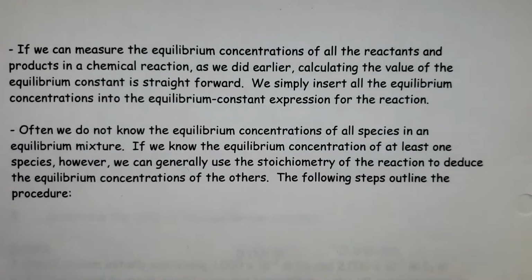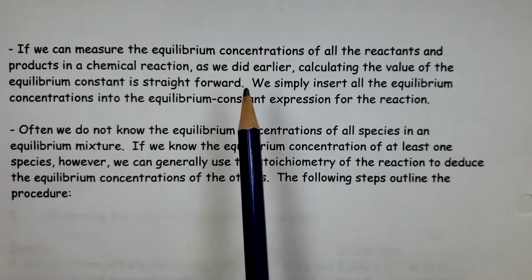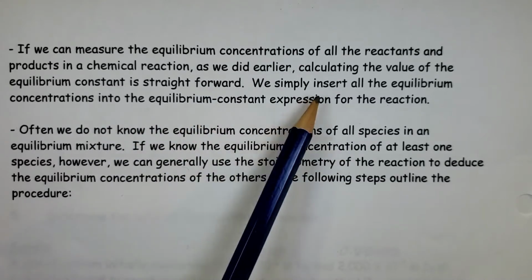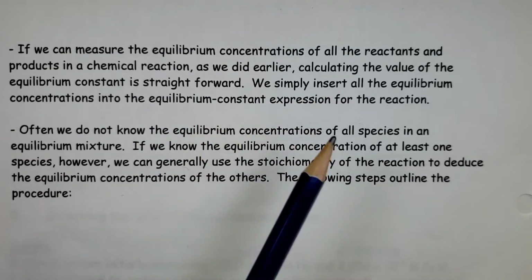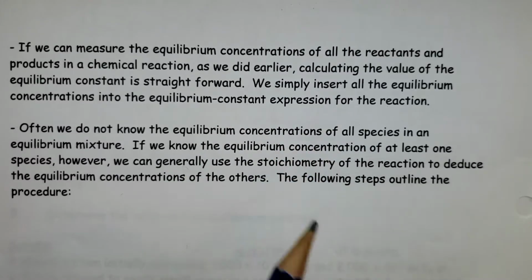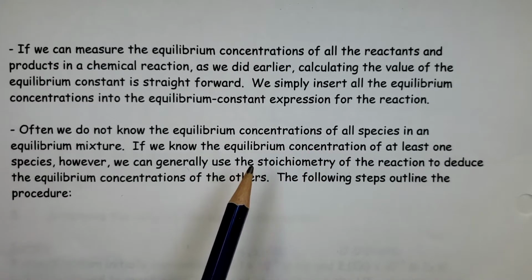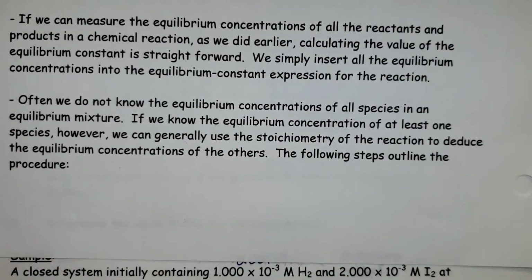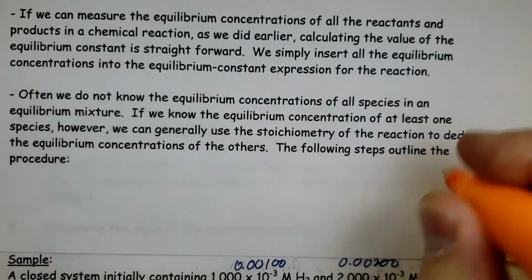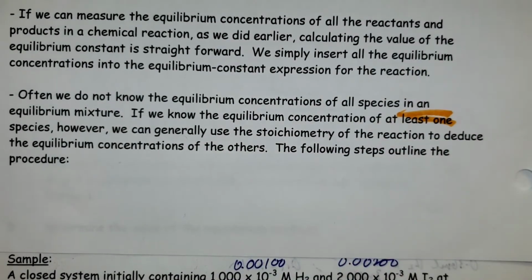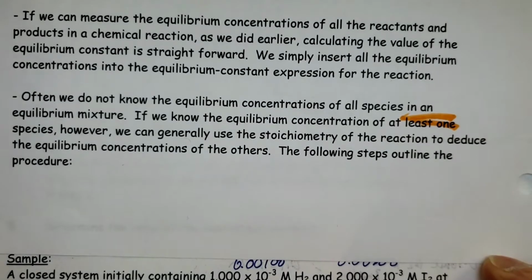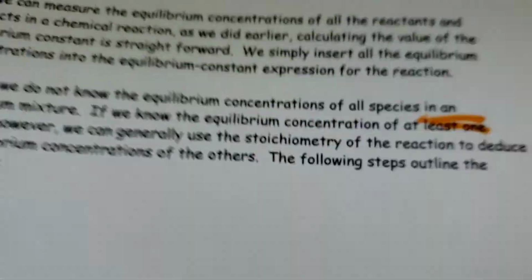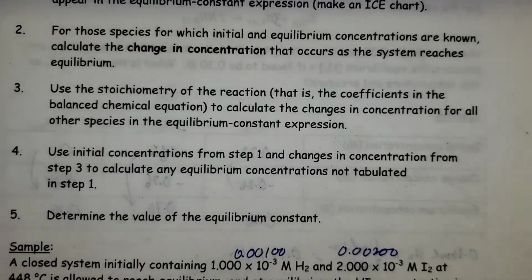If we can measure the equilibrium concentrations of all the reactants and products in the chemical equilibrium, as we did earlier, calculating the equilibrium constant is straightforward. We simply insert all the equilibrium concentrations into the expression for the reaction and solve. Often we don't know the equilibrium concentrations of all species in an equilibrium mixture. If we know the equilibrium concentration of at least one, though, we can use stoichiometry, like we did back in Physical Science 20, to figure out the others as well. The following steps outline how to do it.